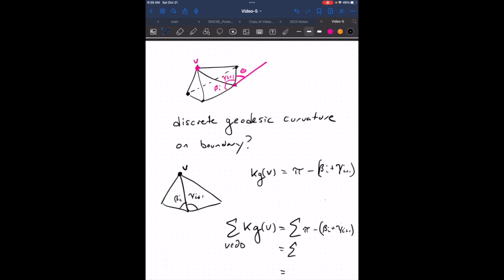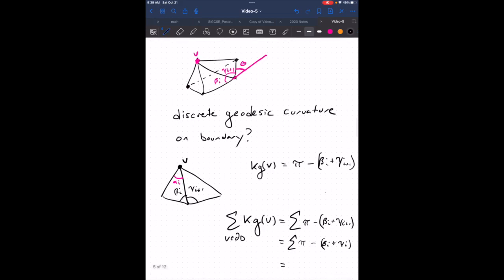So this will be the sum of pi minus beta i plus gamma i, because this gamma i is going to appear in one of our triangles. So we can just count it in a different rearrangement of our sum here. And we notice that each term is equal to this alpha i here. So we get a nice formula for our geodesic curvature: it is the sum of these alpha i's.